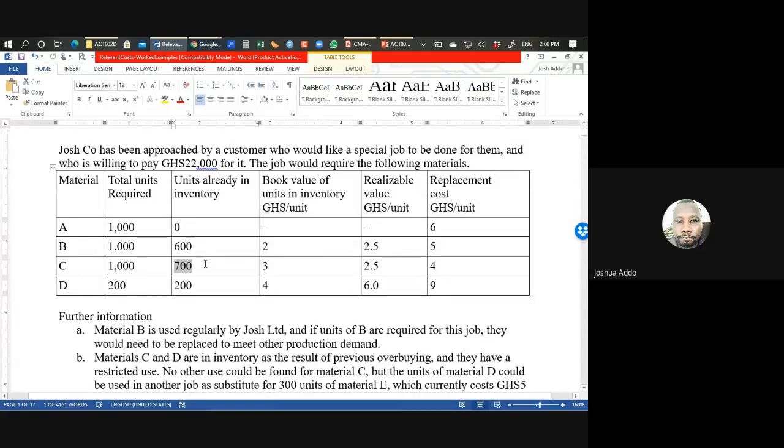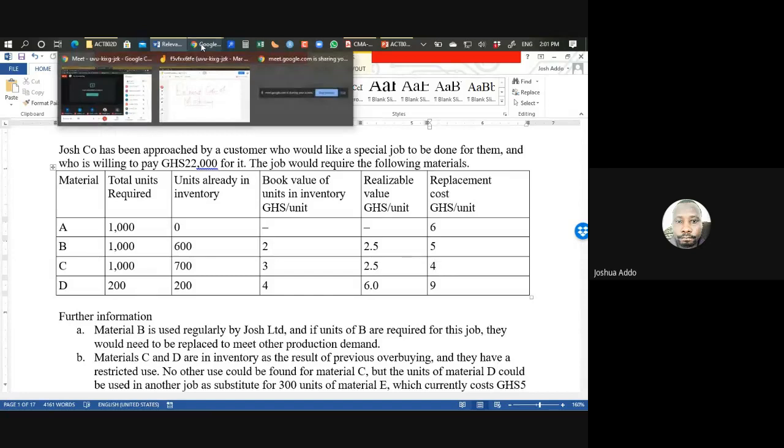So if you use them, then we are going to be deprived of the sales value of 2.5 times 700, which is some form of opportunity cost, which the job is going to bring about and which needs to be charged to the job. So in that sense, the total cost associated with material C for the job will be 700 times 2.5. That is the opportunity cost. That is the realizable value that we will lose because we are using the 700 for the job. And therefore, we need to charge that loss in revenue to the job, 700 times 2.5. Then the remaining 300 will have to be bought fresh. So 300 times the replacement cost or the purchase cost. That's how the analysis will go for material C.